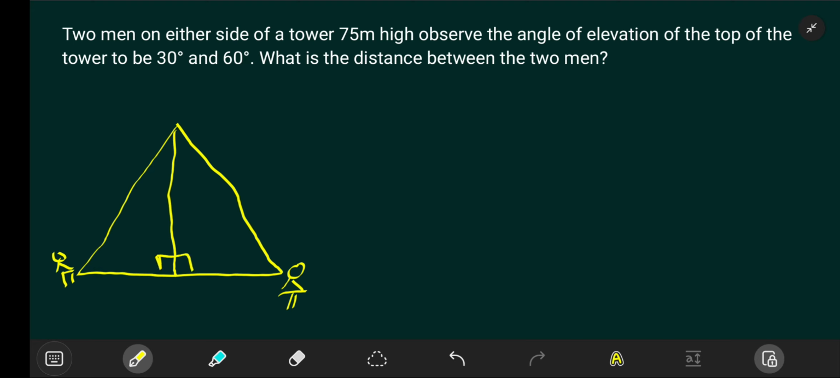This is the tower. The tower height is given as 75 meters. Now the angles of elevation of the two persons are given: 30 degrees and 60 degrees. You can take these angles on any side, either 60 on this side or 30 on this side, or as I have written it in that form.